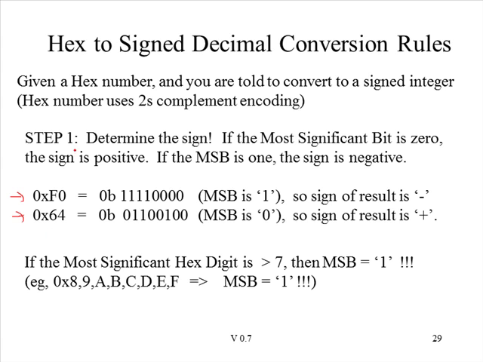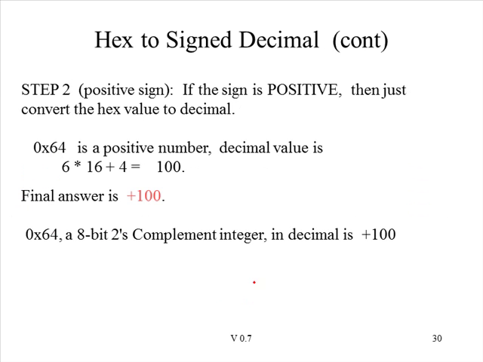The first step will be to determine the sign. All we need to know to determine the sign is if the most significant bit is a 1 or a 0. If it's a 0, then we know that the sign is positive. If the most significant bit is a 1, then we know it's a negative. And looking at the hex digit, if this hex digit here is 8 or greater, then we know that the sign is negative. After determining the sign, we then need to determine the magnitude.